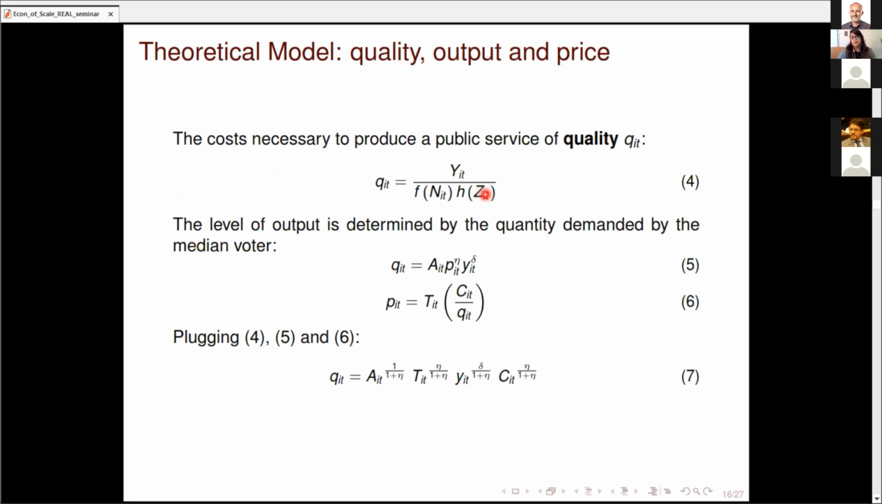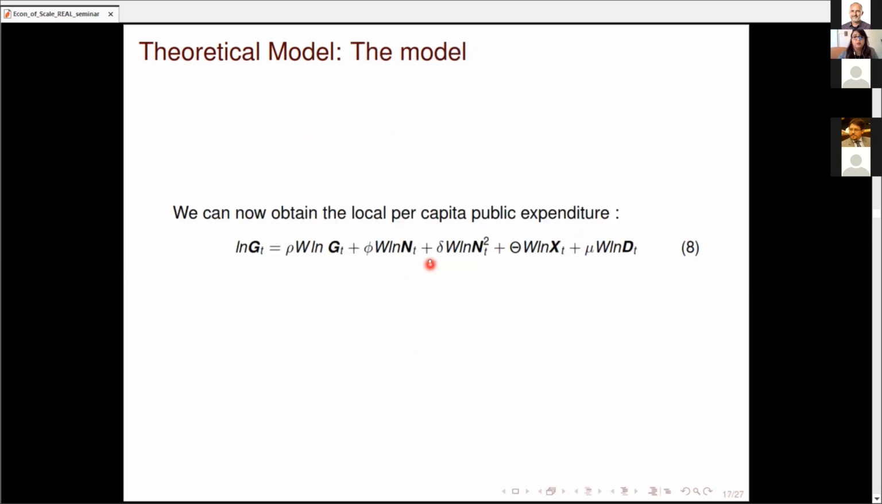And here we face a problem, and that is that the quality of the good cannot be empirically addressed. The literature solves this by assuming that the level of output will be determined by the quantity demanded by the median voter. And this is expressed in equation 5, where we have also the price of the public good, the disposable income, and some specific characteristics or preferences.